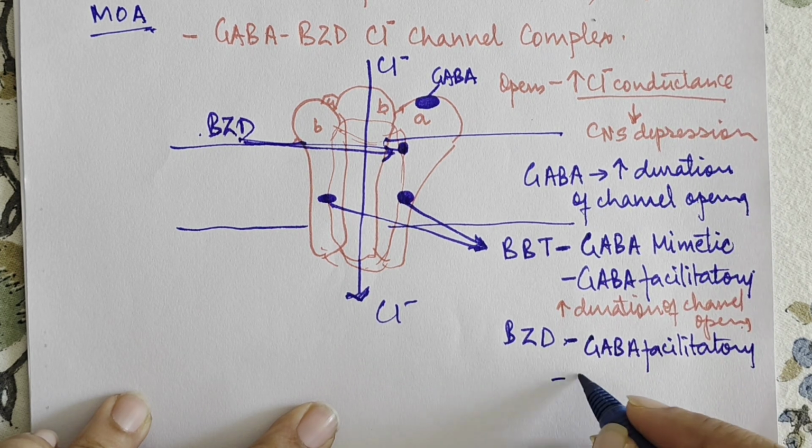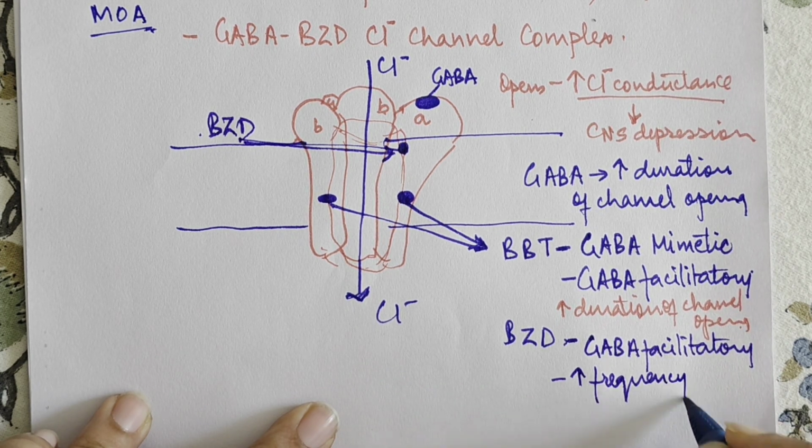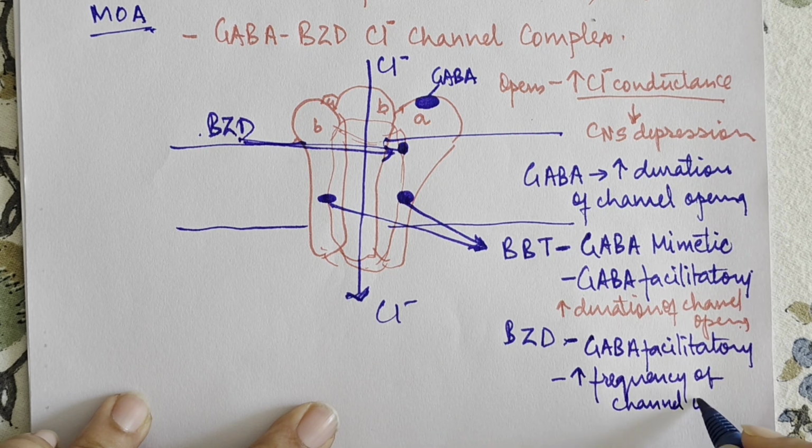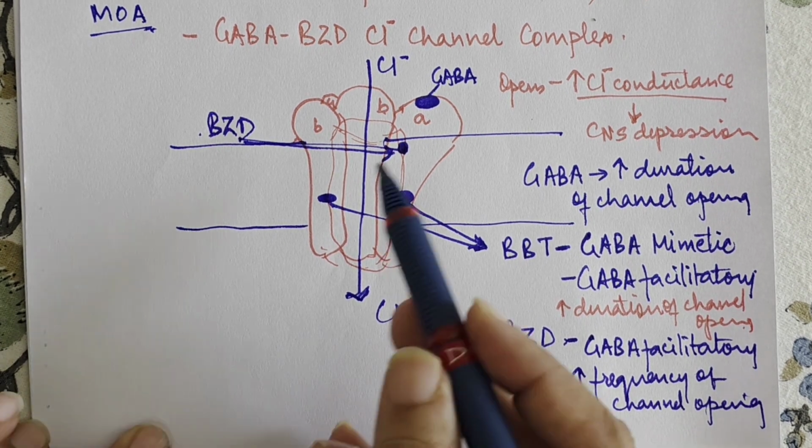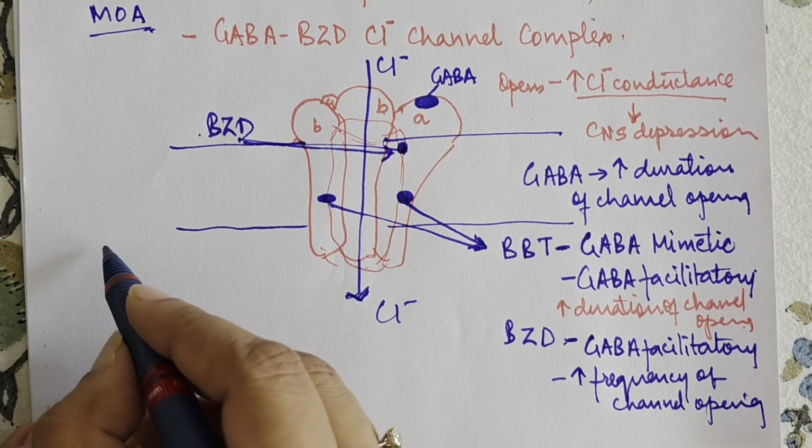They are not GABA mimetic, and they increase the frequency of channel opening. Okay, so barbiturates increase the duration of channel opening, while benzodiazepines increase the frequency of channel opening. We have studied the sites. Now let us see the other agonists and antagonists.